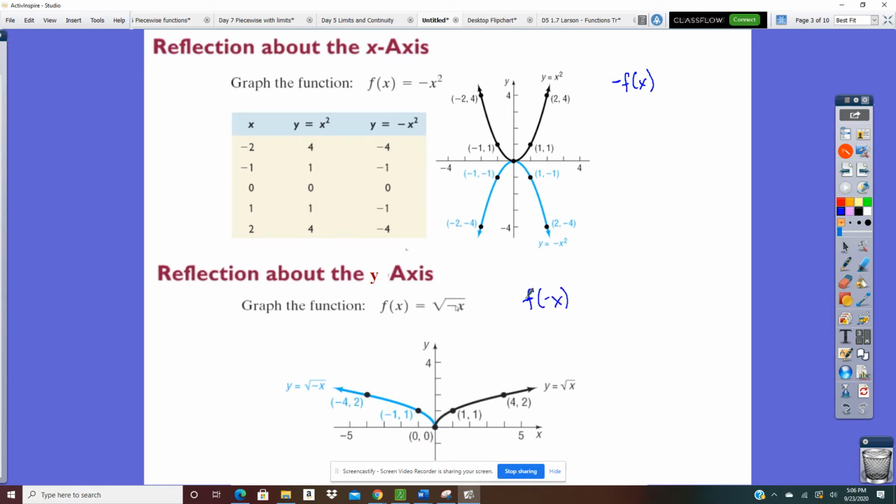And you can see all my coordinates are changing with my x coordinates, switching to the opposite sign. So here the y coordinates are opposite, and here are your x coordinates.